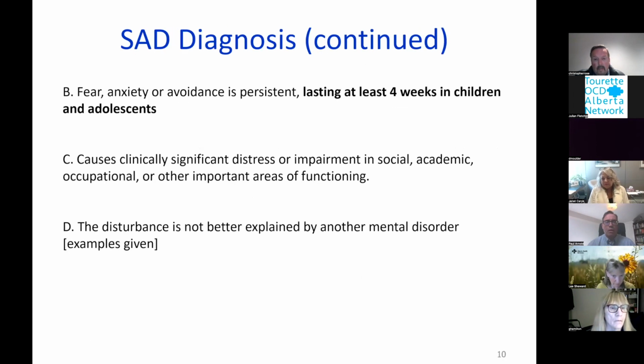And again, just finishing this off, the duration criterion can be a little bit difficult to keep track of, because the different anxiety disorders have different durations, and they may be somewhat arbitrary. These are based on consensus amongst experts, but they thought it should be at least 4 weeks in children and adolescents to meet the criteria. And again, as with most DSM-5 disorders, it must cause clinically significant distress or impairment and not be better explained by another mental disorder. They give multiple examples of that in the DSM-5.